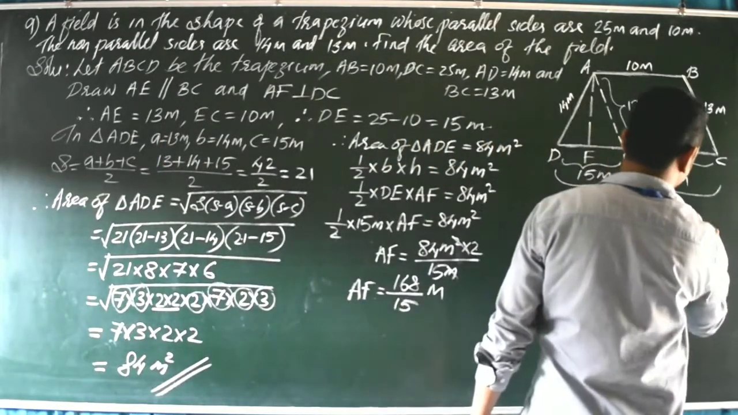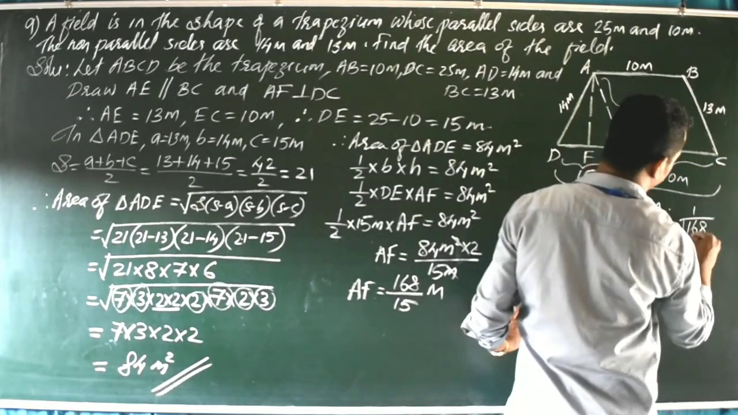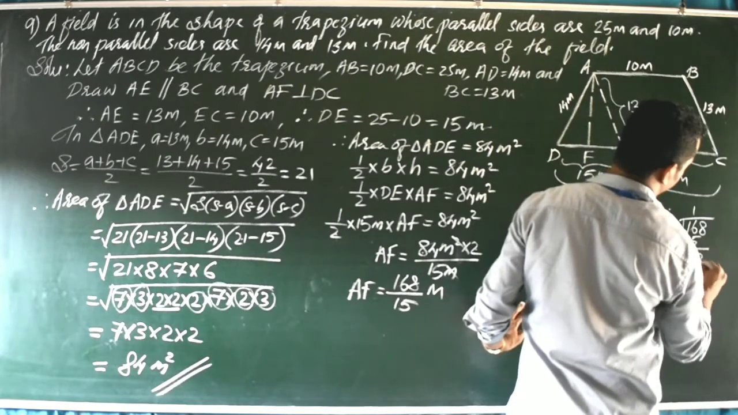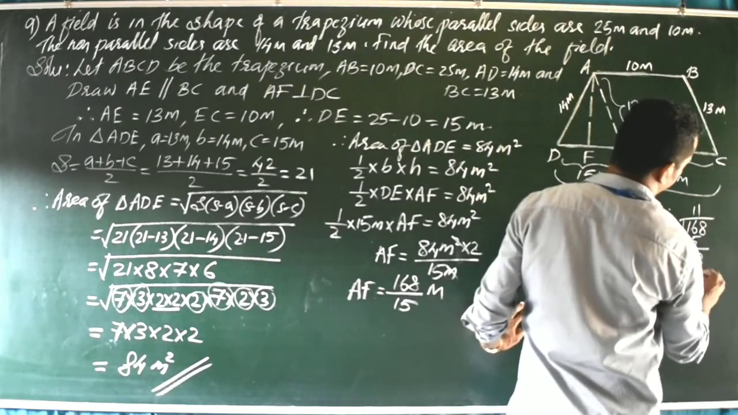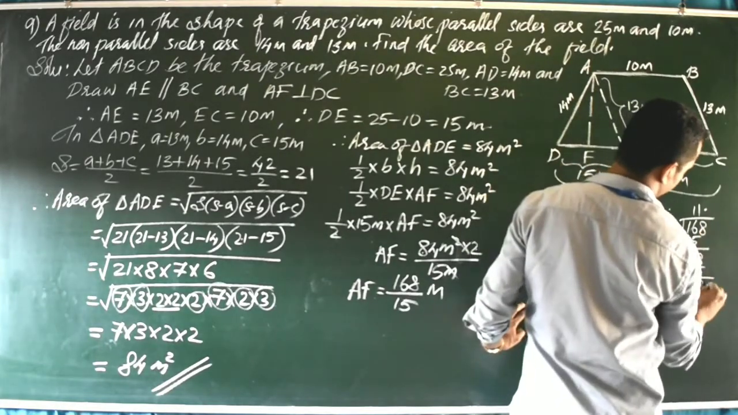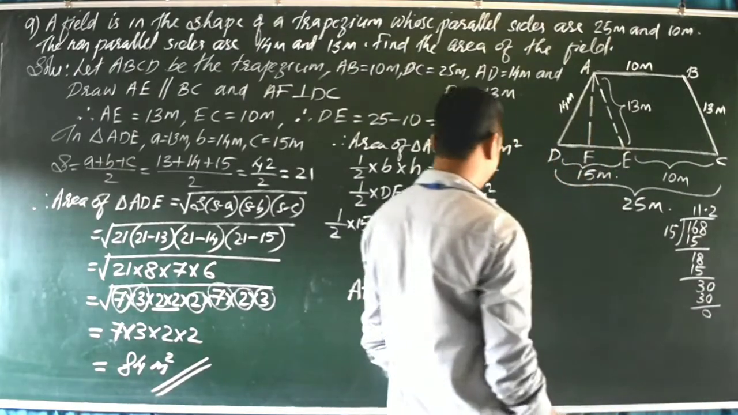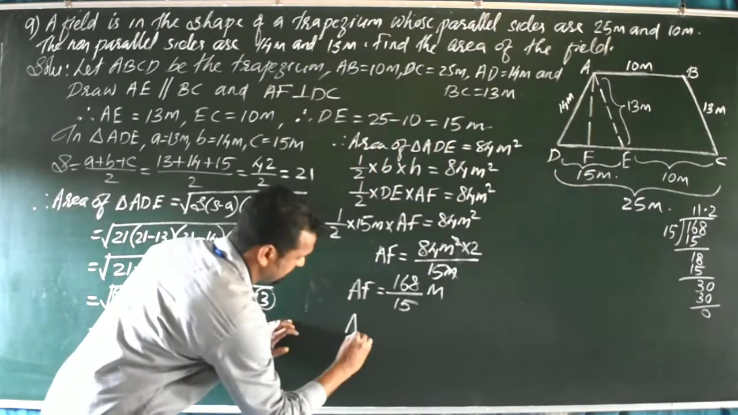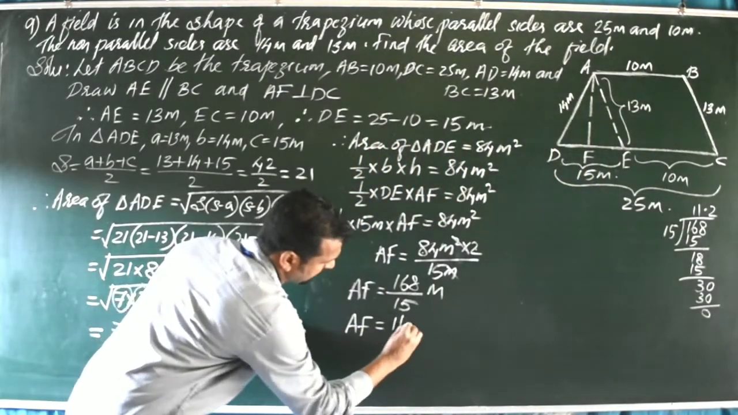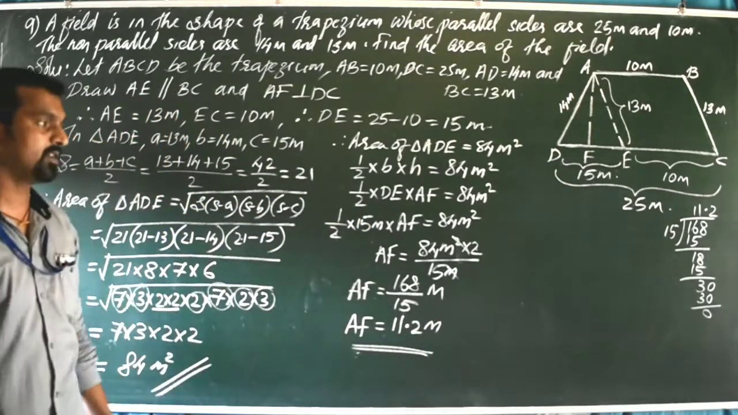168 divided by 15, 15 ones are 15, remainder 1, 18, again 15 ones are 15, remainder 3, again digit is not there, 0, 15 twos are 30. So what is answer? 11.2. Therefore AF is equal to 11.2 meter.